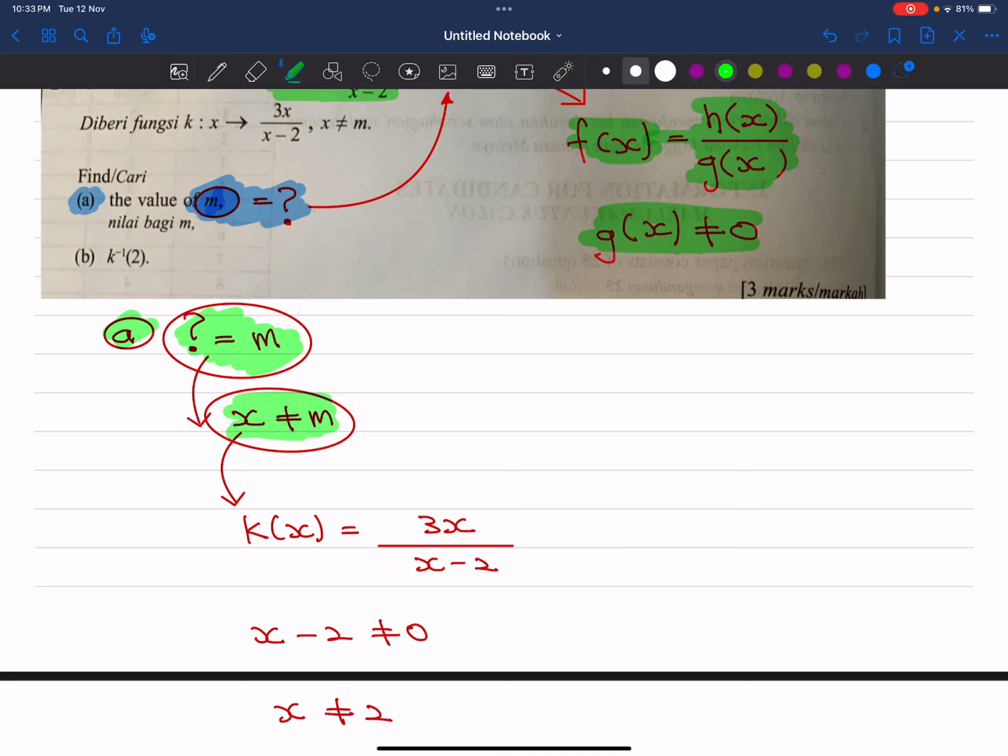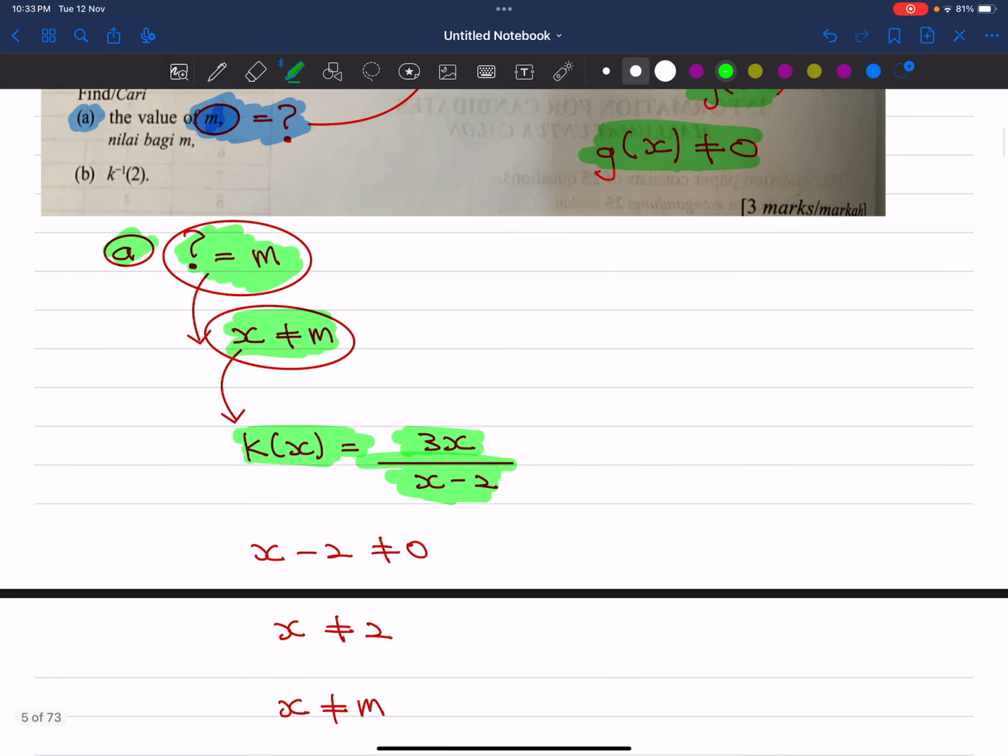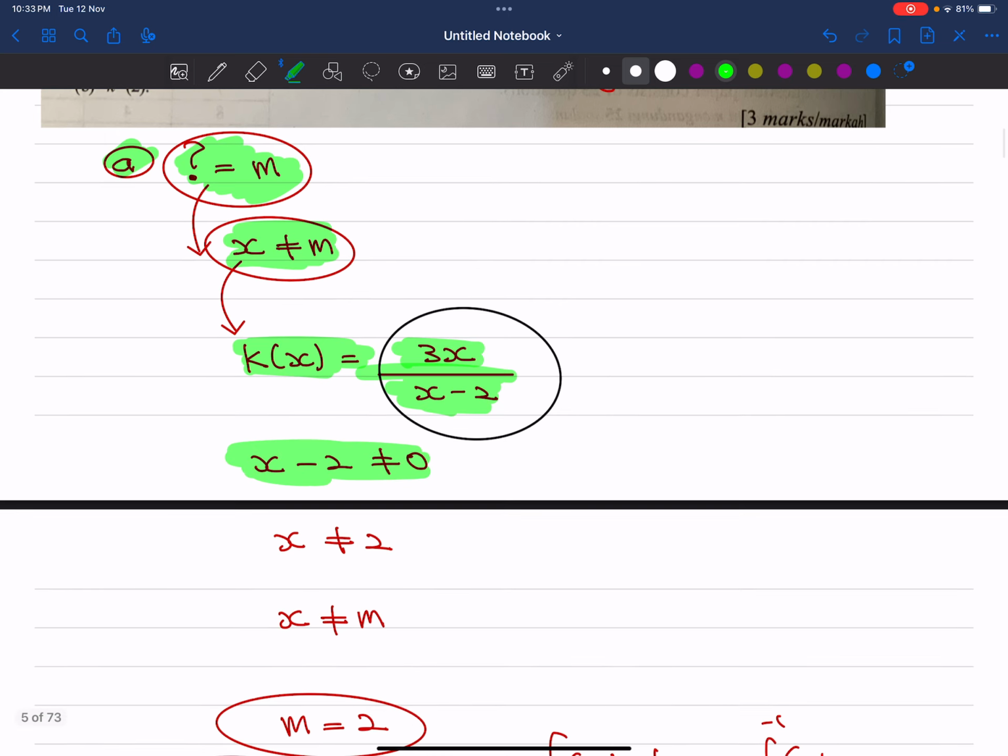Therefore, I go to the function k(x), which is 3x over x minus 2. And this function is in terms of a fraction. Therefore, the denominator x minus 2 cannot be 0. Then I transfer the negative 2 to the right hand side, becomes positive 2. Therefore, x cannot be 2.